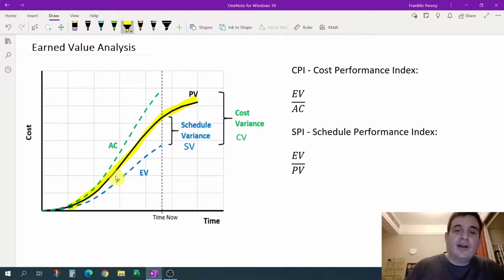So the planned value is kind of like your baseline for the project. Your actual cost line is how much money you've actually spent to date at a given point in time. And your earned value is how much work output you've actually gotten.